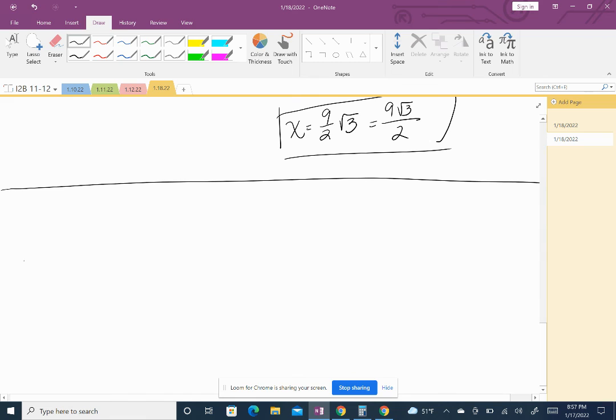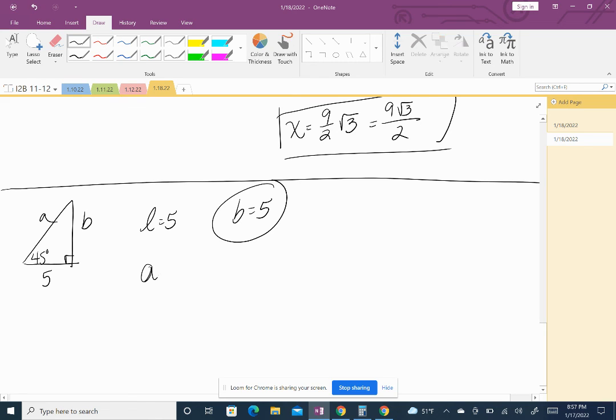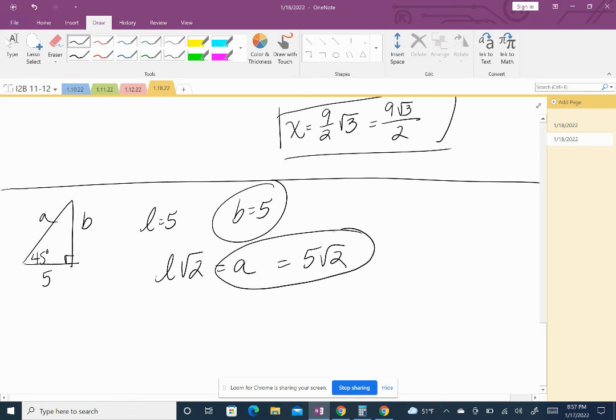So let's say we have this nice little 45. Remember, when you see a 45 and 90-degree angle, you automatically know that third angle is going to be 45 degrees. So let's say this is 5. This is AB. So we know that both sides are going to be equal. So B is equal to 5. That's our L. Okay. And then our hypotenuse is going to be equal to L square root of 2. It's equal to our A. And then so our A is equal to 5 square root of 2. That one's pretty easy. That's all we got to do.